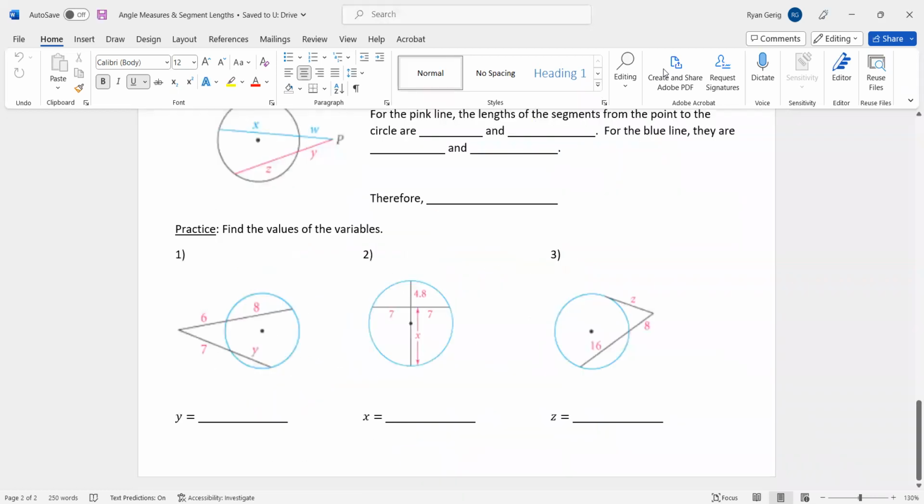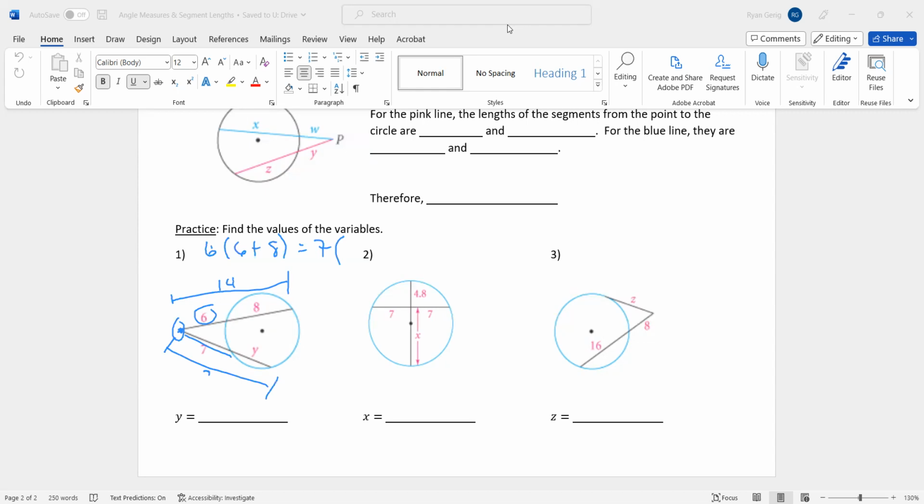Just like with angles, where is the intersection? Where's the point created by the intersection? On this one, it's pretty clearly outside. So identify the segments. Segment 1 is 6. Segment 2 is all the way across, so 6 plus 8. I could just write 14. If I'm going to use the formula that I showed you, it's 6 times 6 plus 8. You just want to plug and chug. The other one is 7 times, the whole thing here is not Y, it's 7 plus Y.